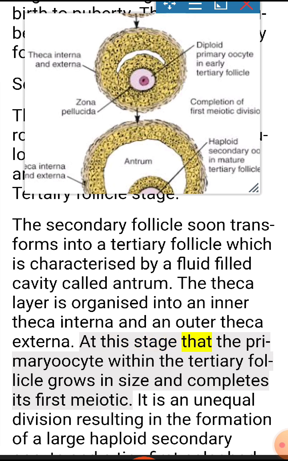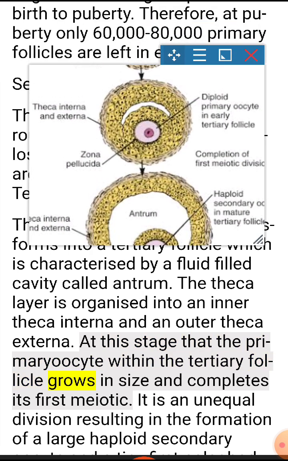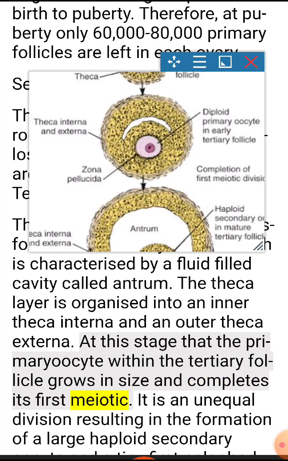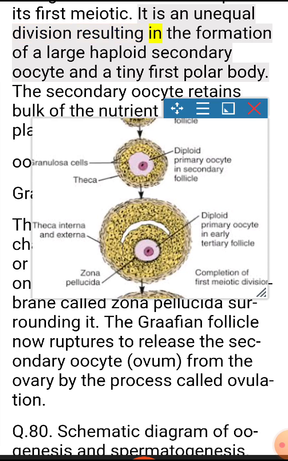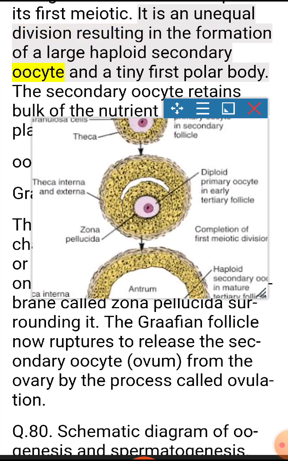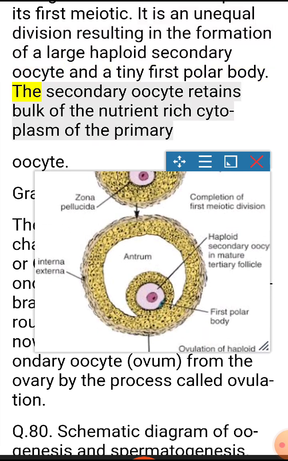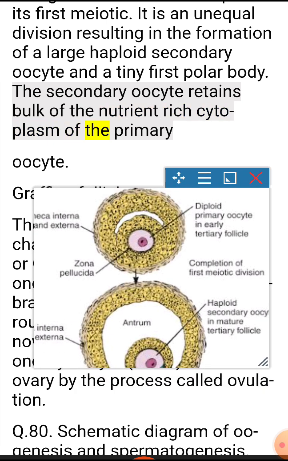At this stage the primary oocyte within the tertiary follicle grows in size and completes its first meiotic division. It is an unequal division resulting in the formation of a large haploid secondary oocyte and a tiny first polar body. The secondary oocyte retains the bulk of the nutrient-rich cytoplasm of the primary oocyte.